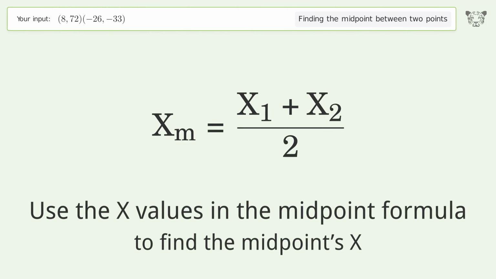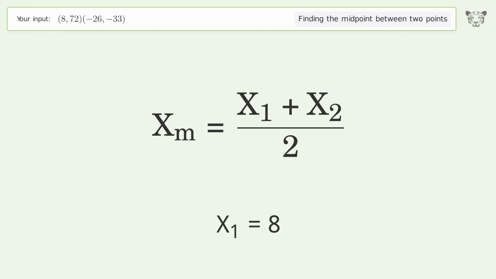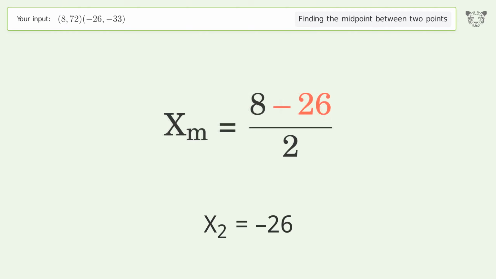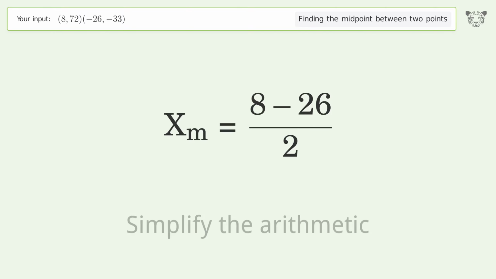Use the x values in the midpoint formula to find the midpoint's x. x1 equals 8. x2 equals -26. Simplify the arithmetic.